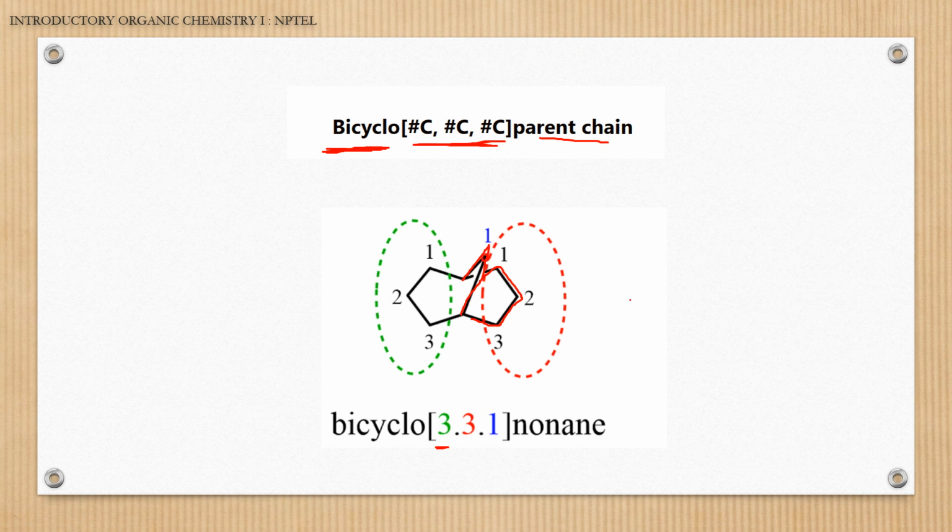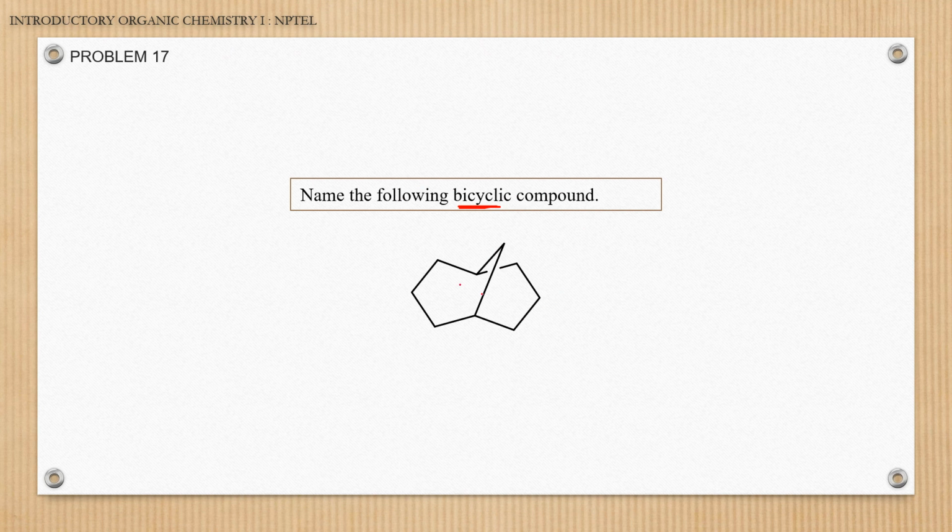So it is a nonane structure, right? Like you have been told: hexane, heptane, octane, nonane. So you have to write in that order. So the parent chain is the total number of carbon atoms present in the rings, and bicyclo is the term you use first of all to write the bicyclic compound nomenclature. So now, if you need to write the name of this compound, you first need to write bicyclo, then you need to write the number of carbons in each ring.